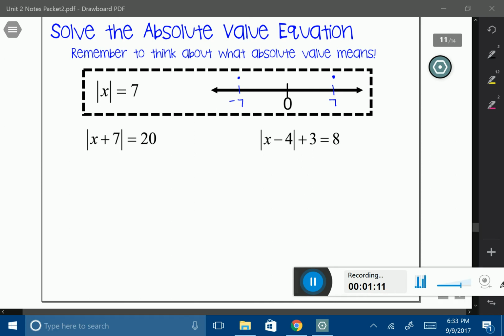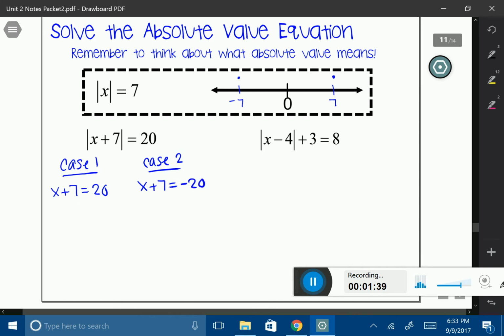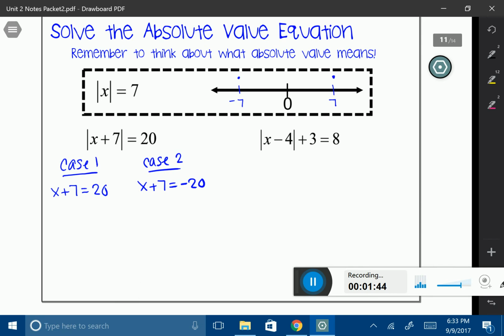So anytime I have an absolute value equation, I always break it into case 1 and case 2. Case 1 will look like this. I'm going to take the problem x plus 7 and set it equal to 20. Basically, I lose my absolute value bars. And for my case 2, I'm going to take my x plus 7 and set it equal to negative 20. I changed my 20 to a negative. I want to account for both the positive and the negative pieces of an absolute value problem.